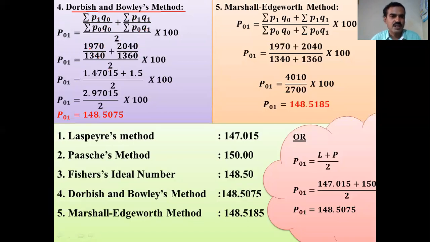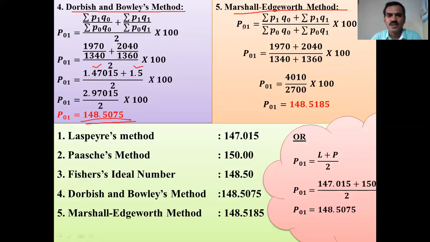Here 1970 divided by 1340, you will get 1.47015. Next, 2040 divided by 1360, you will get the value 1.5, whole divided by 2. You will get 2.97015 divided by 2, into 100, which gives the value 148.507. And next, move towards the Marshall-Edgeworth method.